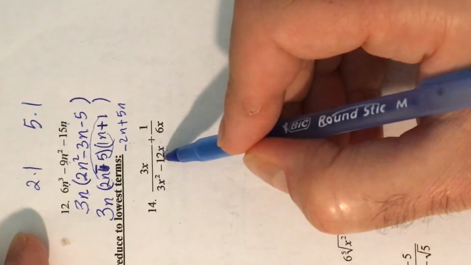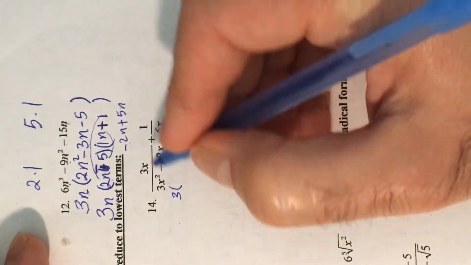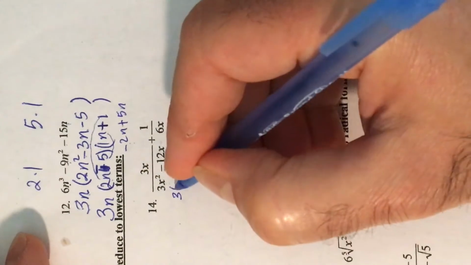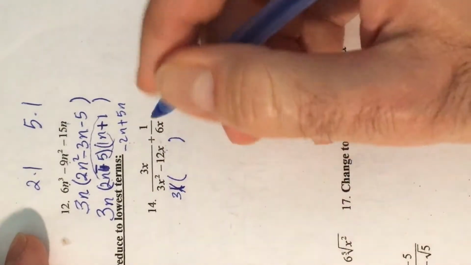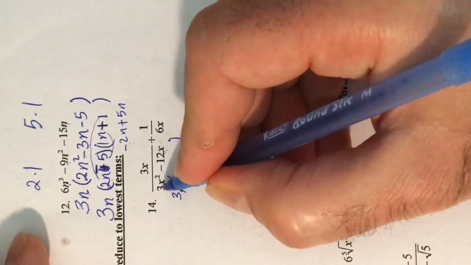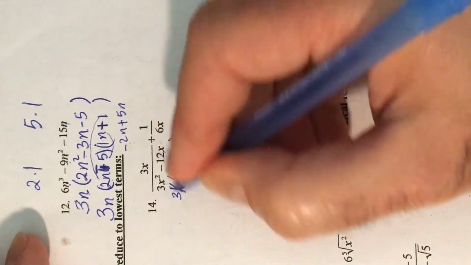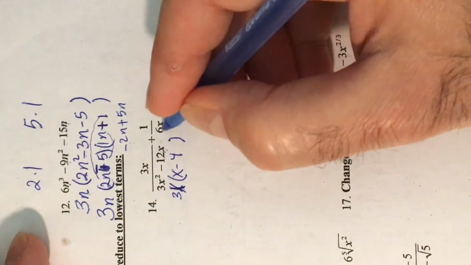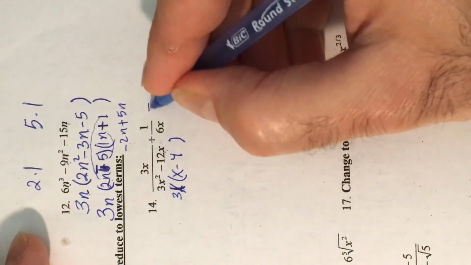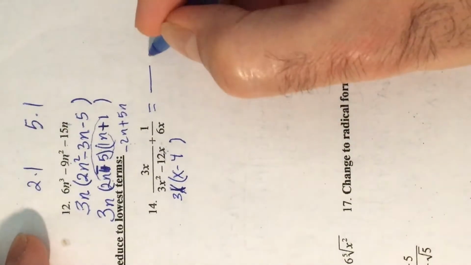Well, between 3 and 12, there is a 3, so I can take out a 3. I'm looking for GCF. And between x squared and x, there is 1x I can take out. So what's left? From 3x squared, I took out the 3x, so there's 1x. And 12 divided by 3 is 4. I had an x, I took out an x, so there's nothing left. And the other denominator is 6x. So what is the LCD? I'm going to write it over here.